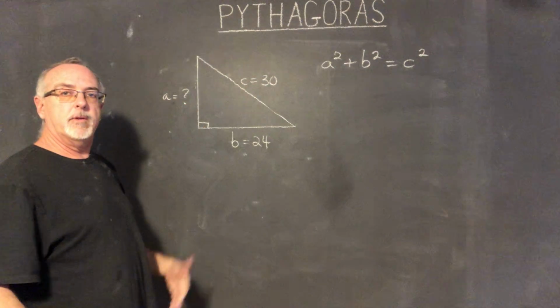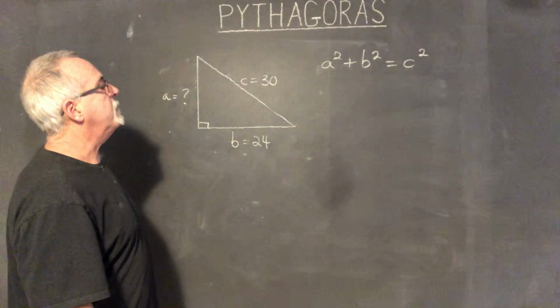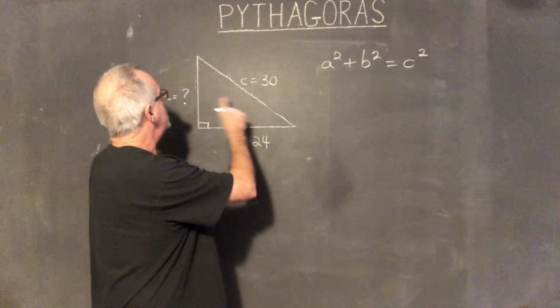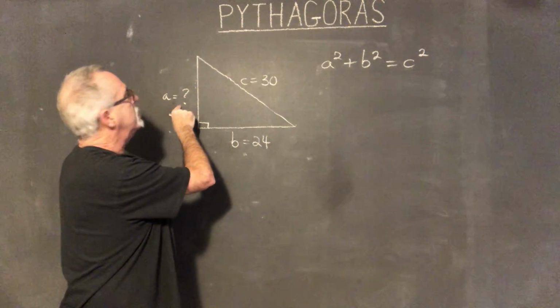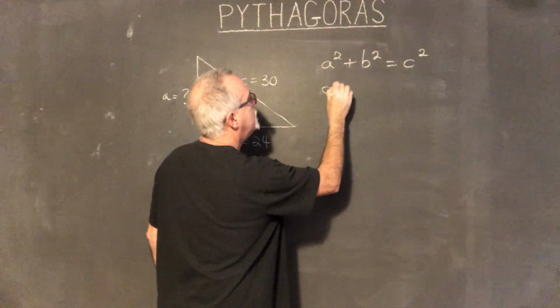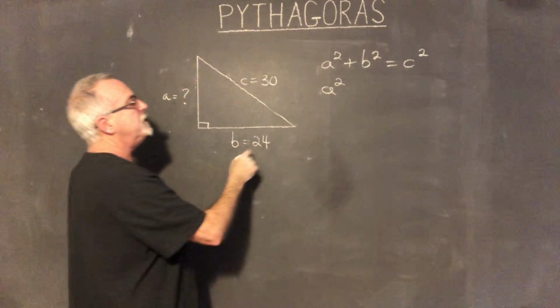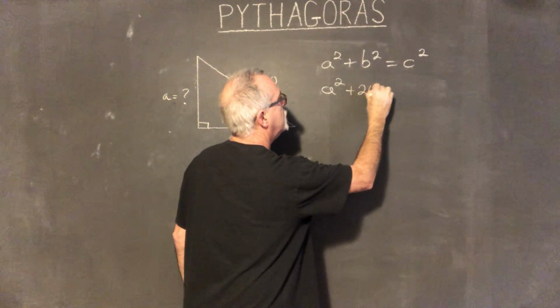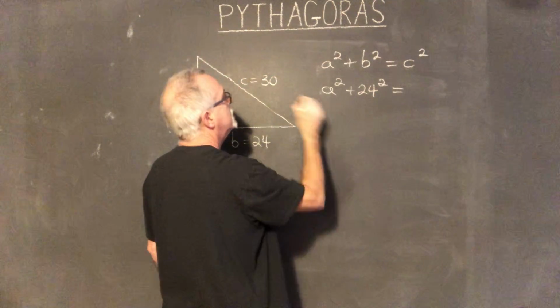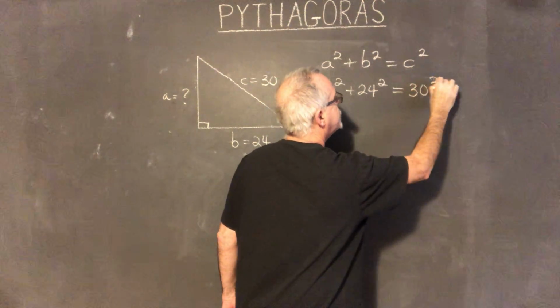C doesn't always have to be the unknown. The hypotenuse doesn't always have to be the unknown. So I am going to keep A as A because I am trying to find it. And then the B squared is going to be 24 squared, and the C squared is going to be 30 squared.